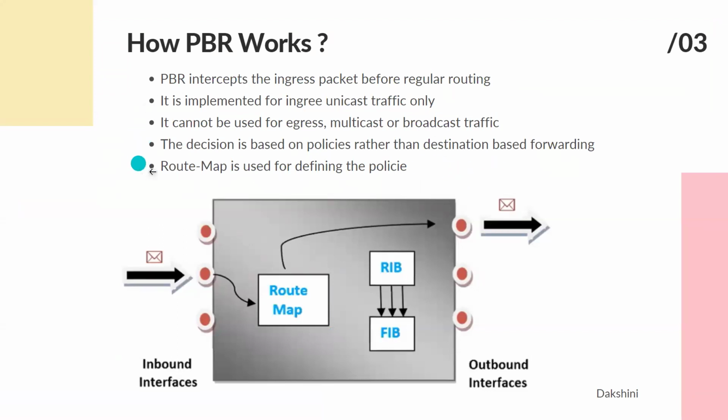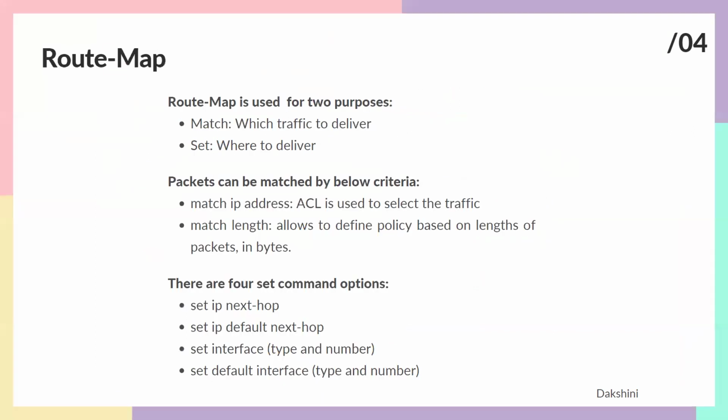And to alter this decision, we need to create a route map. So we will be defining the policy with the help of a route map. Okay, so let's understand how a route map works. Now, a route map has two attributes. The first is the match attribute, and then there is a set attribute. The match attribute decides which traffic is to be delivered. From the incoming interface, we need to decide which traffic has to be delivered. And the set parameter will decide where the packet has to be delivered.